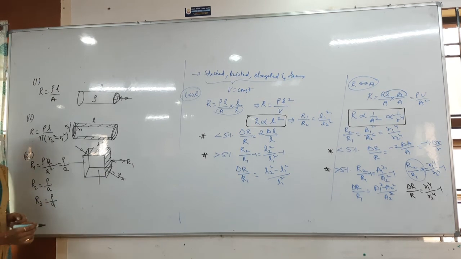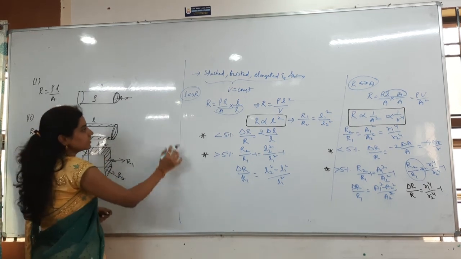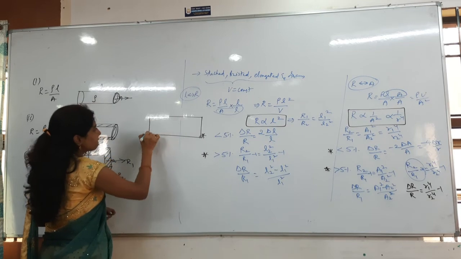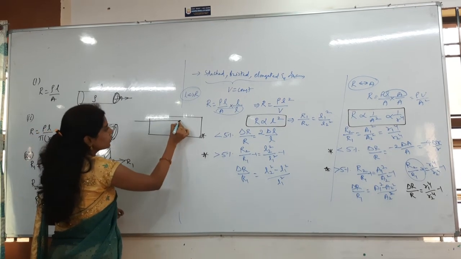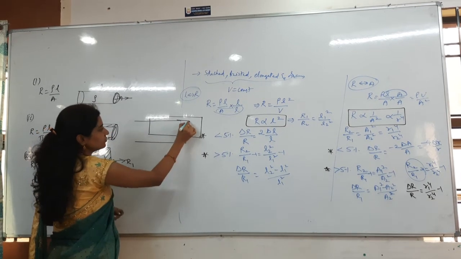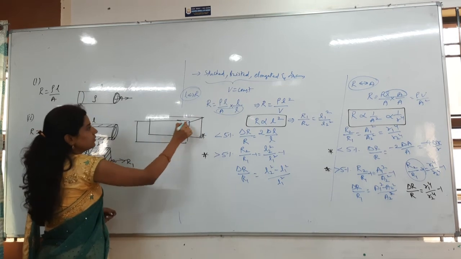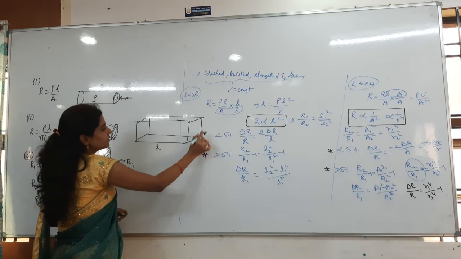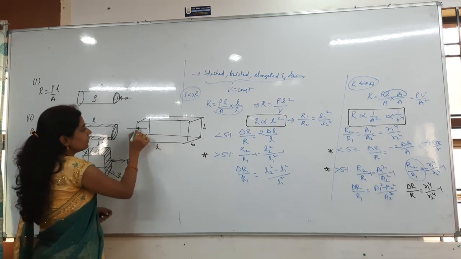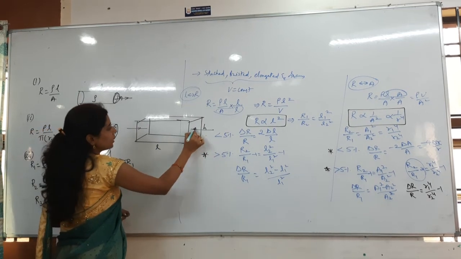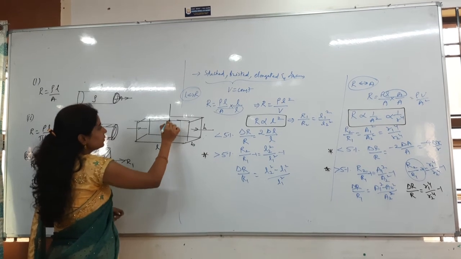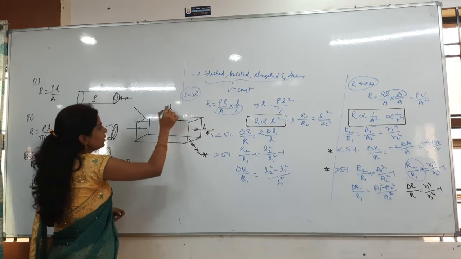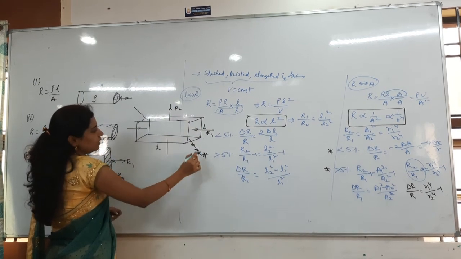Then the next one is cuboid. If I consider the rectangular block, otherwise cuboid, like this, of length L, breadth B, and then height H. Now you have to find out R1, R2 and then R3. Can you tell me that by seeing only? R1, R2 and then R3.